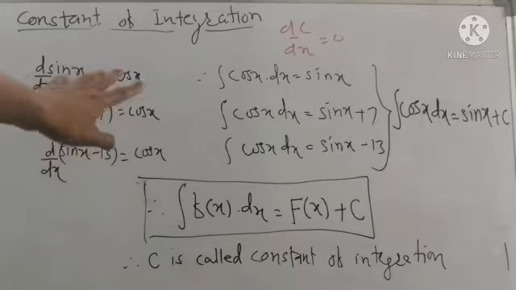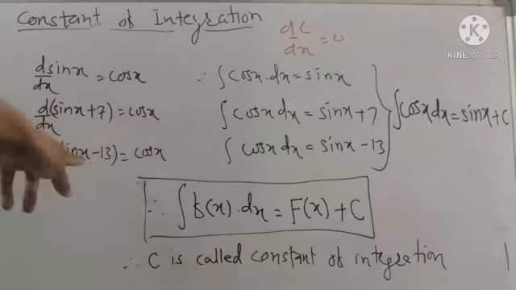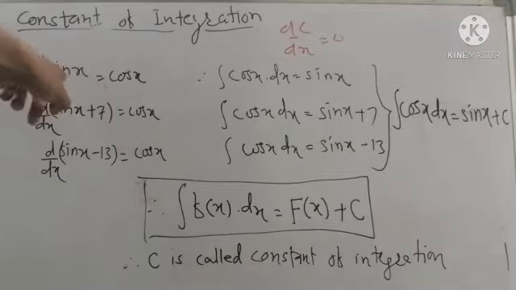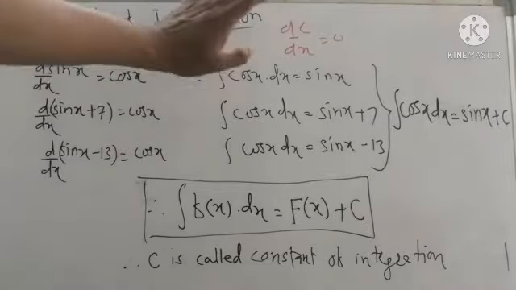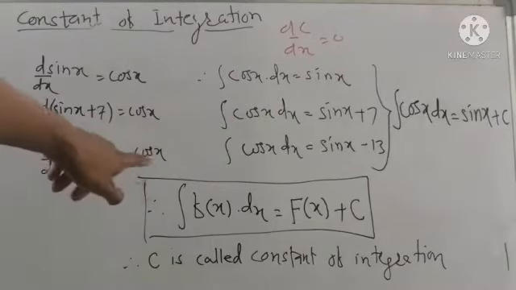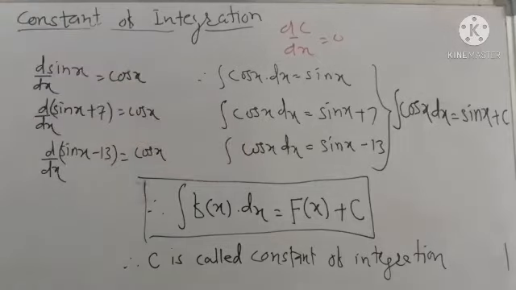Therefore, the derivative of sin x plus 7 is cos x, and sin x minus 13 also has the derivative cos x. As integration is the antiderivative by definition, cos x is the derivative of sin x, therefore the integration of cos x is sin x in the first case. In the second case, cos x is the derivative of sin x plus 7, therefore the integration of cos x is sin x plus 7. And in the last case, the integration of cos x is sin x minus 13.